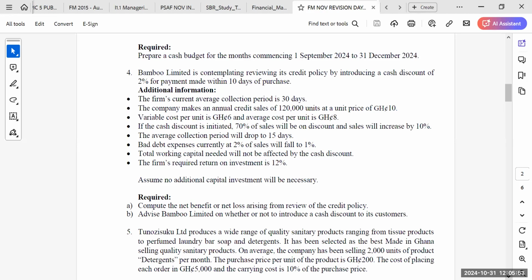120,000 units at 10 cities. So, at 10 cities, isn't it? Yes. Okay. What is the variable cost? 6 cities per unit. And they are giving you average cost per unit. Average cost per unit is 8 cities.